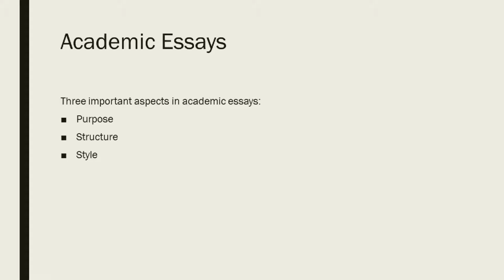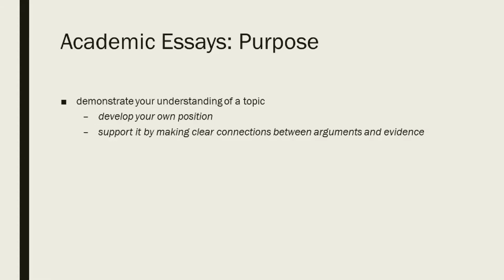Academic essays come in many varieties, but they generally have three things in common: purpose, structure, and style. The purpose of writing an academic essay is to demonstrate your understanding of a topic by presenting your own position or stance and making clear connections between arguments and evidence to support it.